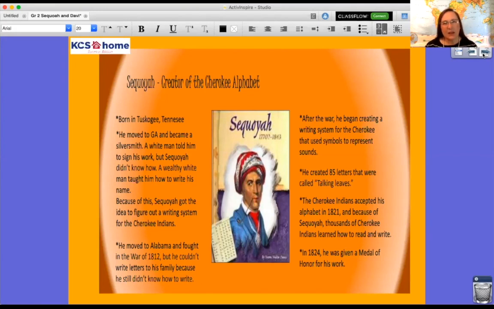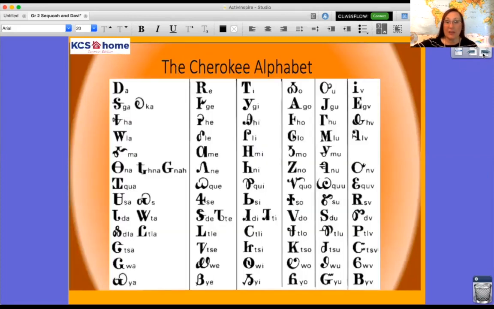Isn't that somewhat like our alphabet that we use today? He created 85 letters that were called talking leaves. The Cherokee Indians accepted his alphabet in 1821, and because of Sequoia, thousands of Cherokee Indians learned how to read and write. In 1824, he was given a Medal of Honor for his work. This is what the Cherokee alphabet looks like. Do any of these symbols look familiar to our alphabet?